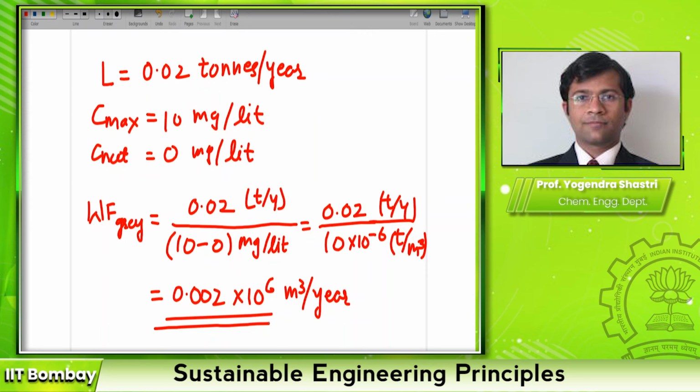The interpretation of this is, if you are discharging 0.02 tons per year of nitrogen in the water body, and if the maximum allowable load or maximum allowable concentration of nitrogen in the water body is 10 mg per liter, and if the natural concentration is 0 mg per liter, then you will need 0.002 into 10 raised to 6 meter cube per year of water to reach this particular concentration, which is the maximum allowed concentration. Now let us see what happens if your natural concentration increases.